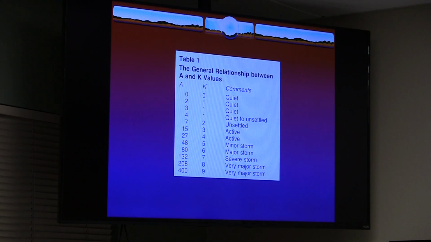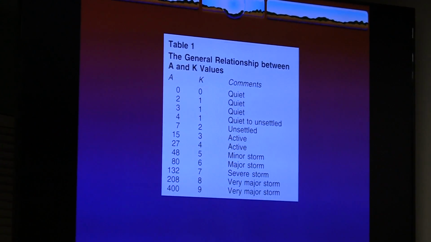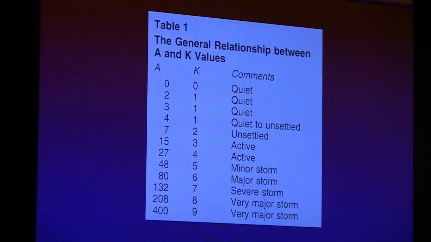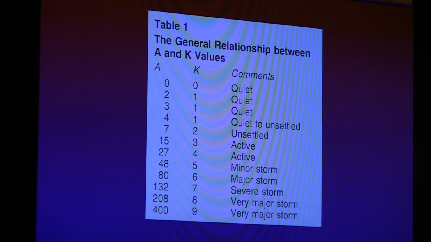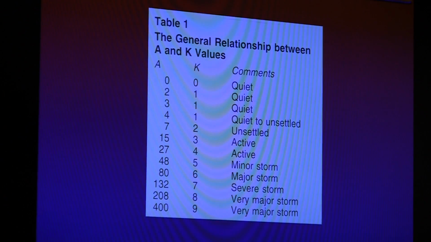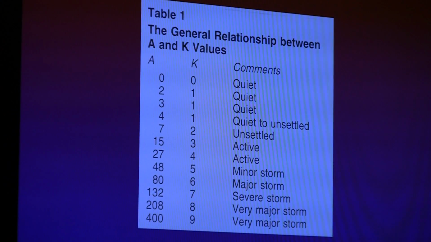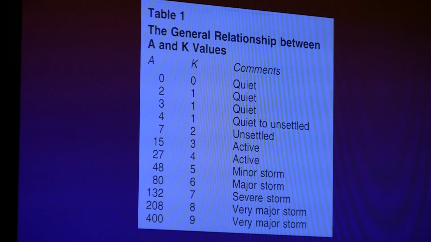And here's a good example. Obviously A is the best because the noise is low, and you're not going to have a lot of atmospheric noise. That's the key. As you get higher in the A's and higher in the K's, you talk about unsettled, active, minor storms, severe storms, and very major storms. And again, this is solar activity and its impact on our ionosphere, on the Earth.